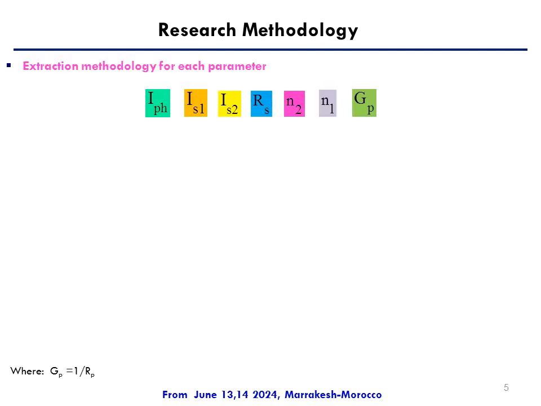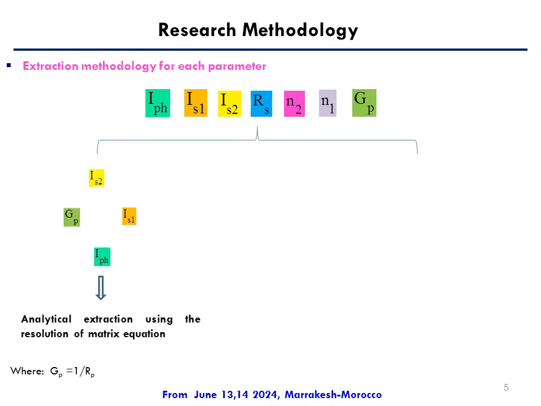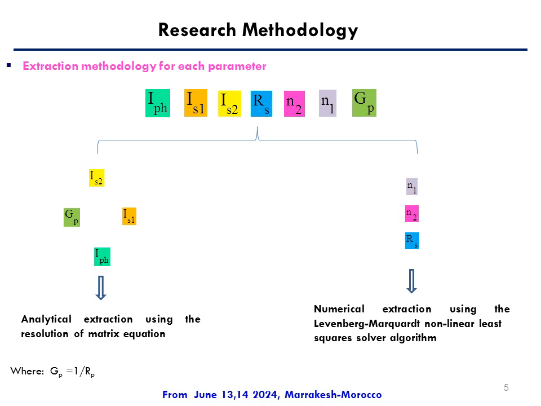For this objective, in this work, the 7 parameters are divided into 2 groups. The first group contains the 4 parameters that are sensitive and hard to initialize, to be extracted analytically as functions of the 3 remaining parameters. The second group contains the remaining 3 parameters that will be extracted numerically using a data fitting technique.